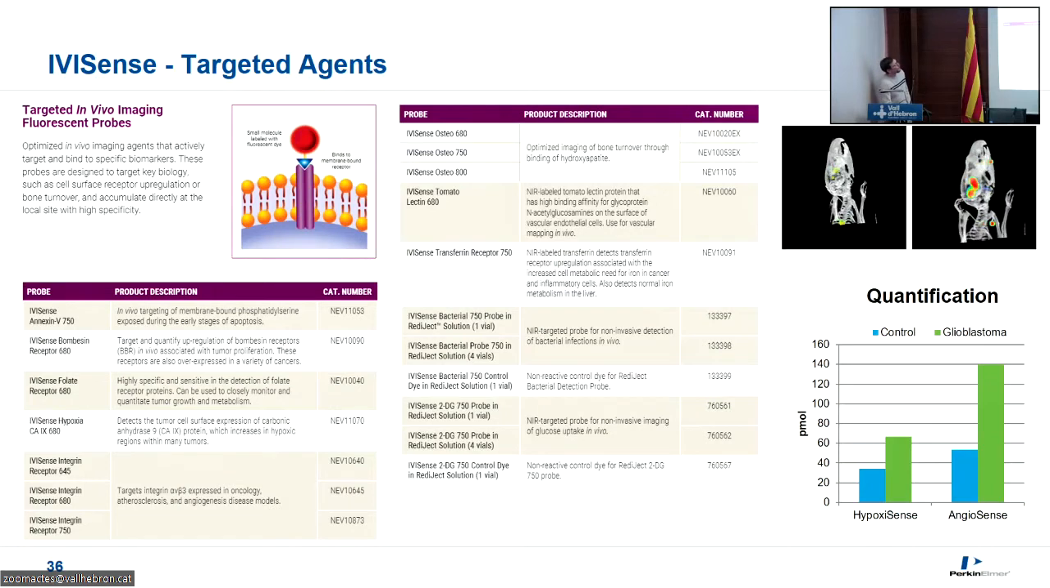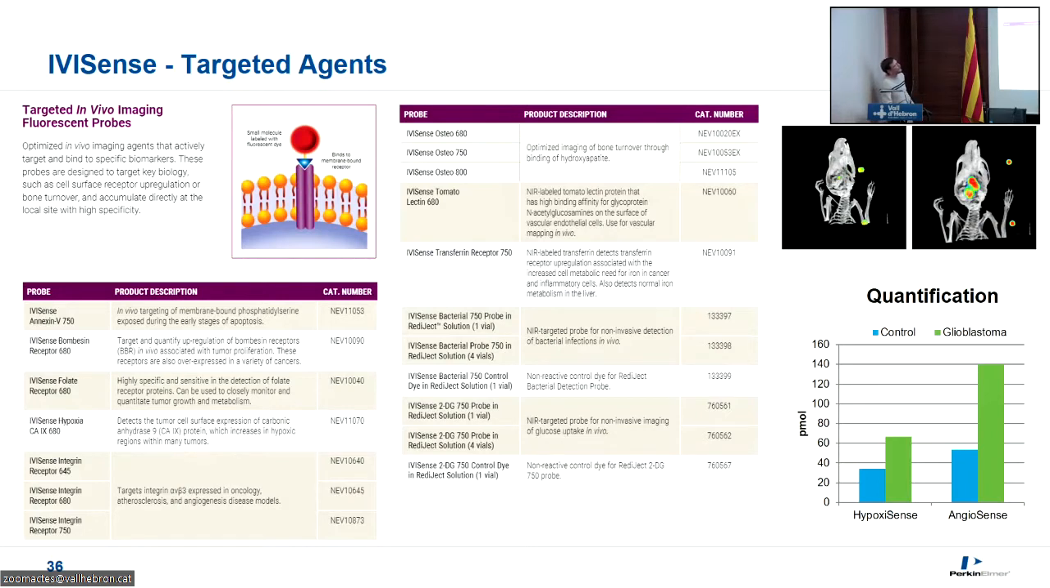Here I just want to show you two different images done on the same animal. It was a glioblastoma implanted in the right part of the brain. You can see two different signals that are complementary. On this one, it's the use of IVISense Hypoxia. We are targeting CA9, and you can see that CA9 is expressed in the middle of the tumor, where we have a hypoxic core.